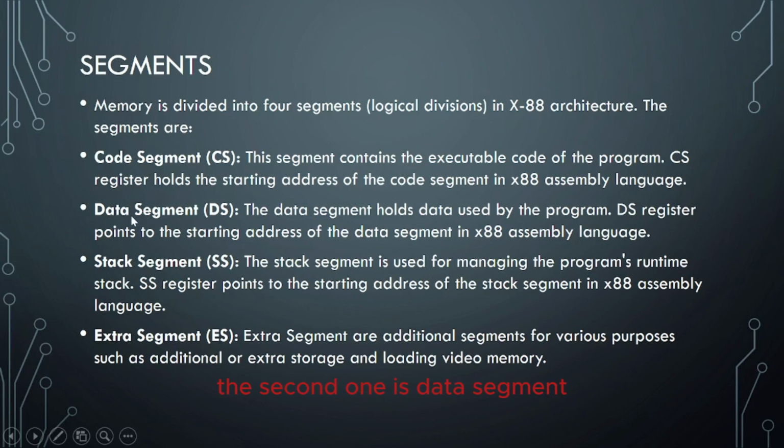The second one is data segment. Data segment holds data used by the program. The DS register points to the starting address of the data segment in x88 assembly language. The third one we have is stack segment, also termed as SS. It is used for managing the program's runtime stack. In short, it is used to handle stack. The SS register points to the starting address of the stack segment.